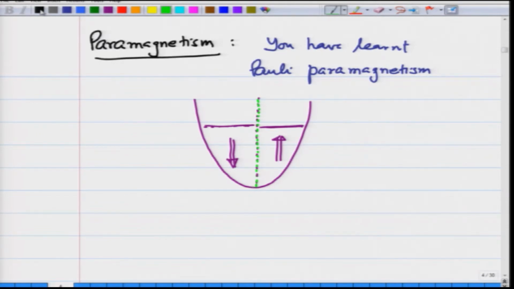When I apply a magnetic field, say going up, then half of these electrons gain energy and half of them go to lower energy. How is the energy of an electron given? Energy of an electron is given by the interaction of its magnetic moment with the field, and the magnetic moment of the electron arises due to its spin. There is no orbital magnetic moment in this case because electrons are moving around.